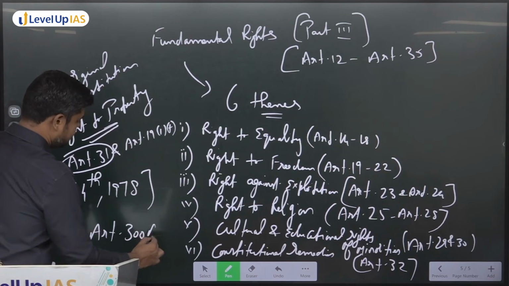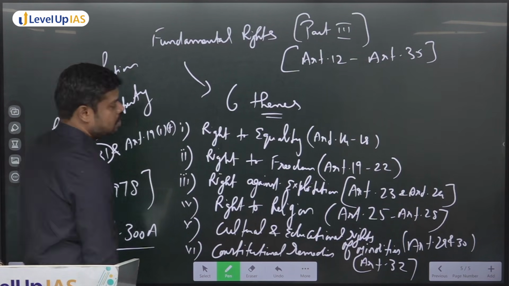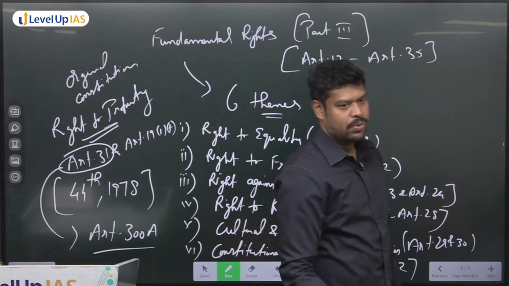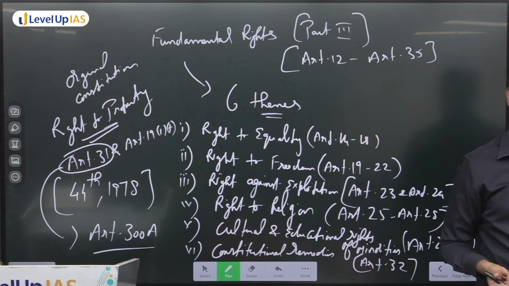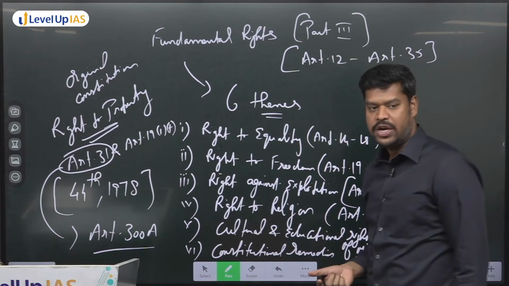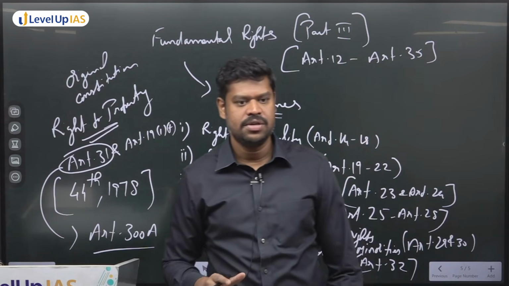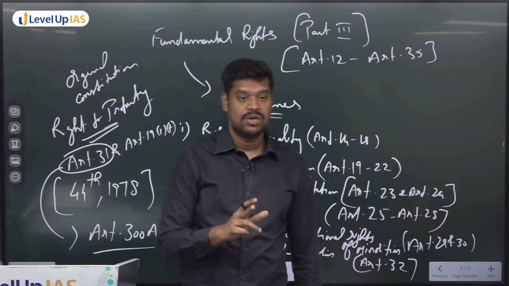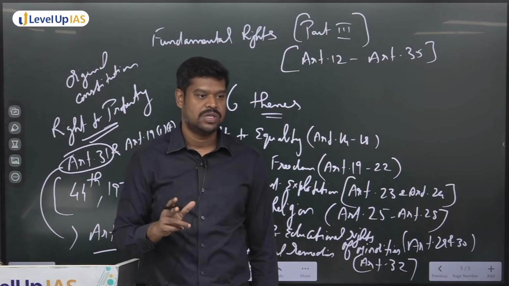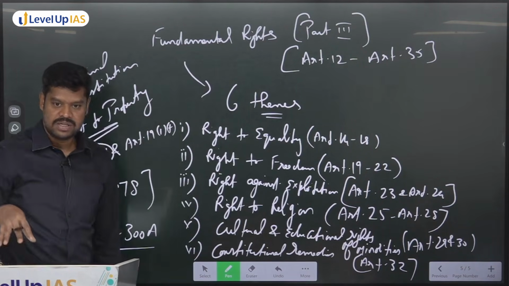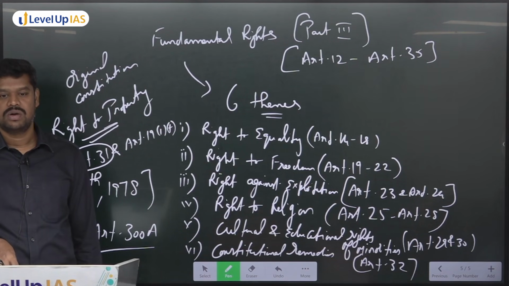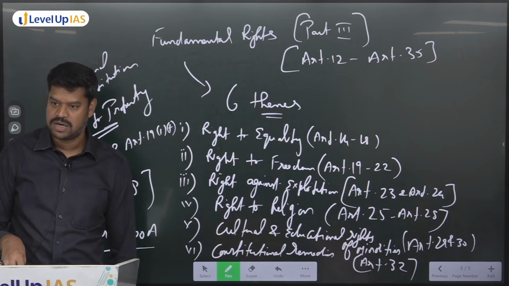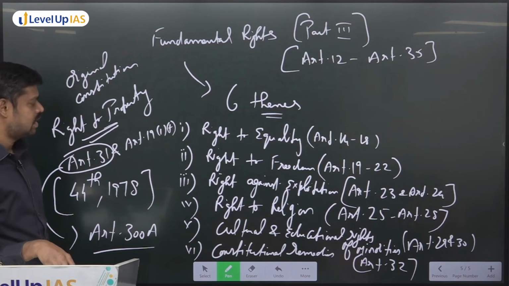So they inserted a new article, Article 300A. Whatever is the text of Article 31, it was taken out of Part 3 of the Constitution and given a new number, that is Article 300A. Therefore, the right to property is still there in the Constitution. Yes, but not as a fundamental right. That is what is very important. That means we still do exercise what is called the right to property, but it is no longer a fundamental right after the 44th Constitutional Amendment Act 1978.